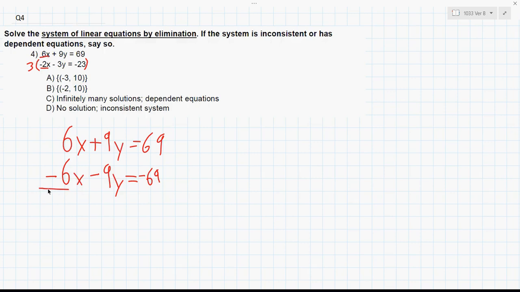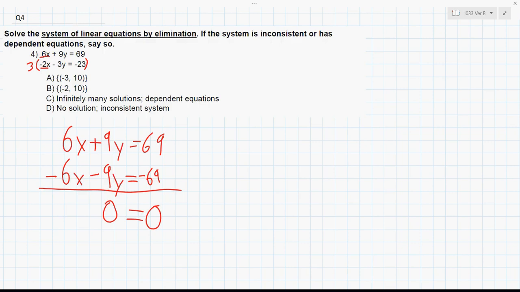Wait a minute, there's something fishy going on here. If I eliminate this, what will I get? 0 equals 0. And when I'm doing systems of linear equations, if you encounter a 0 equals 0 and you don't have a variable, what does that mean? That is right, there's infinitely many solutions.